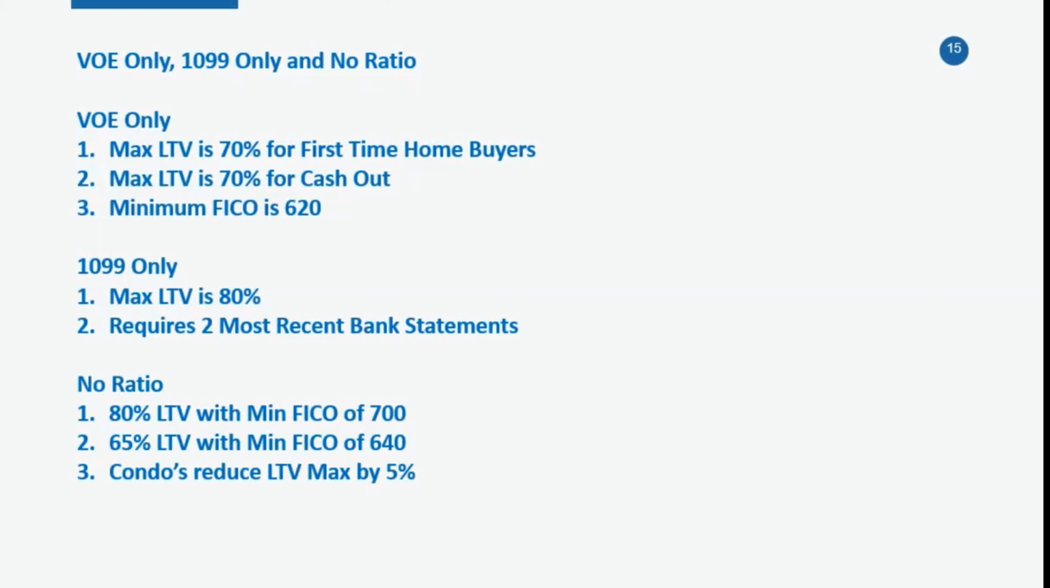So I just wanted to show you guys on line 2 the VOE program versus the no ratio. You see how the no ratio is saying a 65% LTV with a minimum FICO of 640. So if I have a client who's 640 to, let's say, about 700, the VOE only program might work better because you can go with a higher LTV of 70% on the VOE program. Does that make sense?